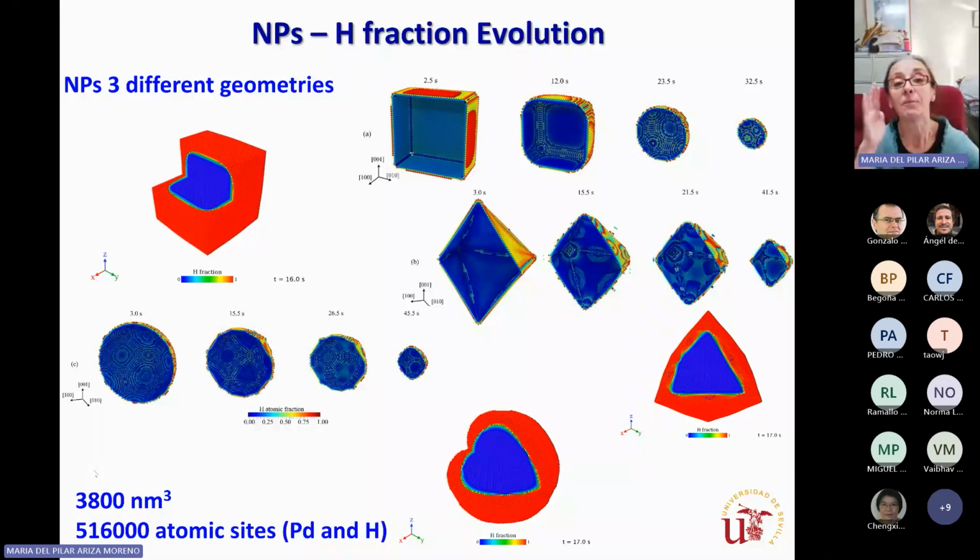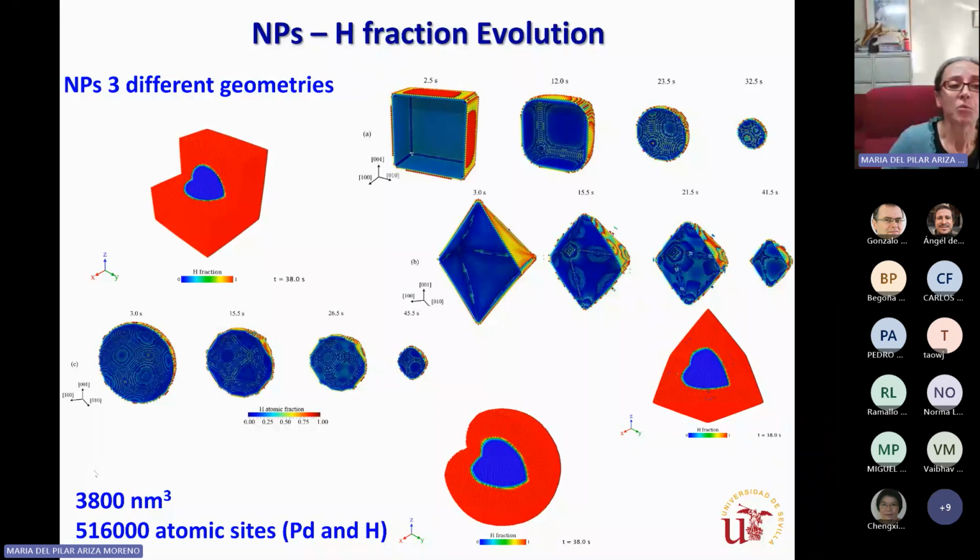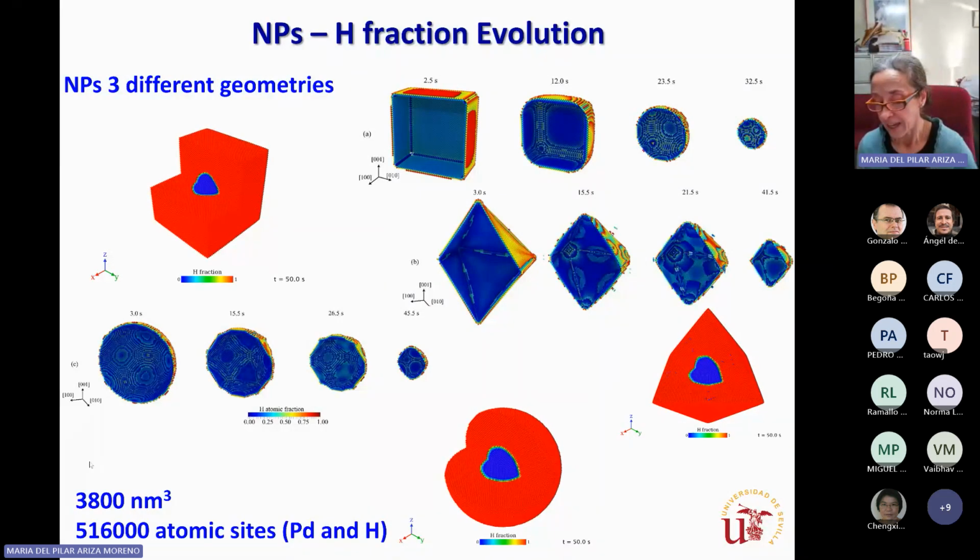So another study that we did was to compare different geometries. I said at the beginning that storing hydrogen in nanoparticles was observed to be more convenient because the small sizes of the material were able to release the deformations in the lattice. So does the shape of the nanoparticles also play any role in this diffusion problem?